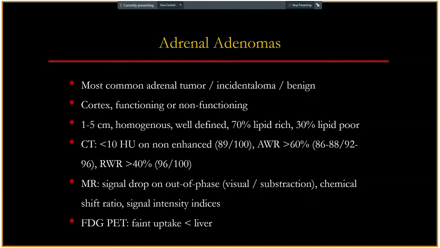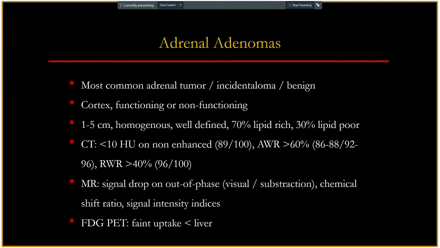Let's start with adrenal adenomas. Adenomas are the most common adrenal tumor, and incidentalomas are most commonly adrenal adenomas. They are benign. They arise from the cortex. They could be either functioning or non-functioning. They're typically 1 to 5 centimeters in size, homogeneous, well-defined. 70% are lipid-rich and 30% are lipid-poor.